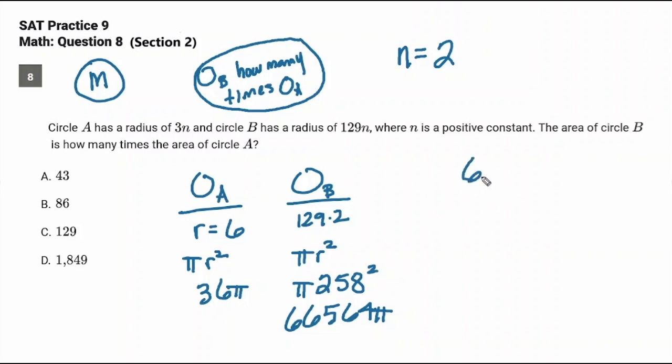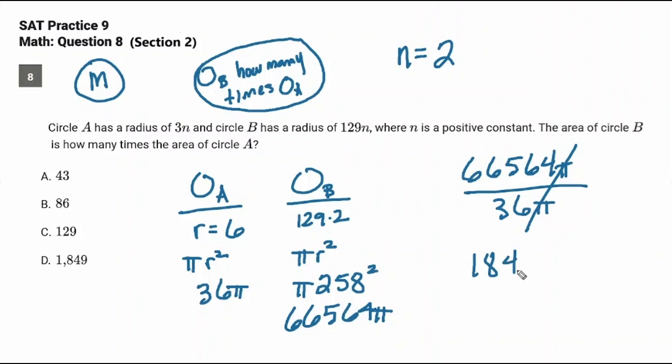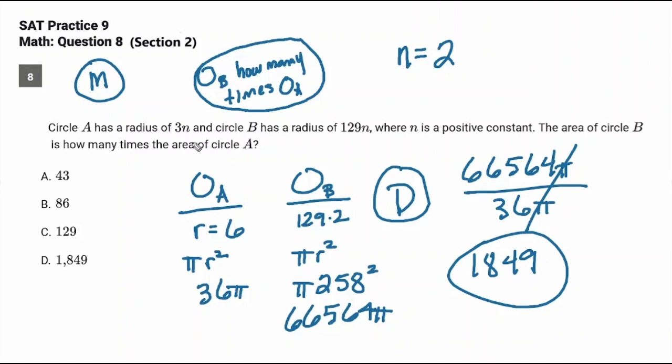Okay, so if you want to figure out how many times B is A, you're going to divide 66,564 pi by 36 pi. The pi's are going to go away. 66,564, it's already on your calculator, divided by 36. It's 1849. That's the answer, and it's D. You can get this right very quickly and efficiently if you plug in and move on.